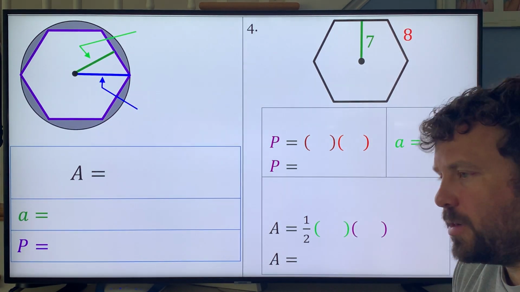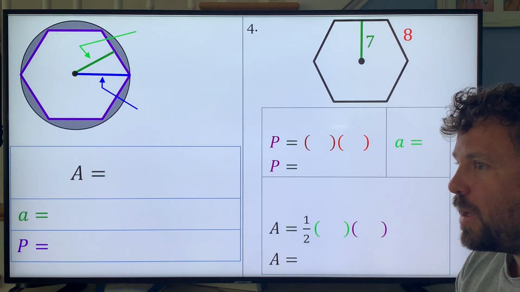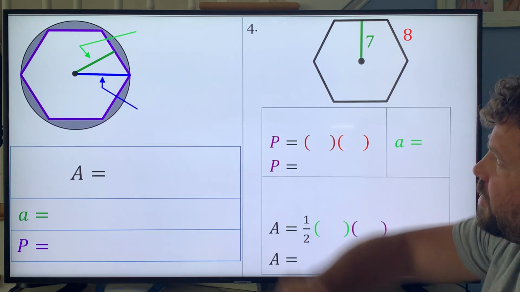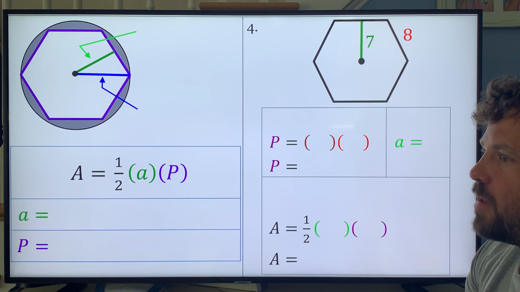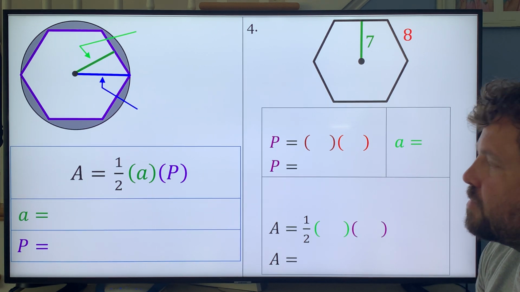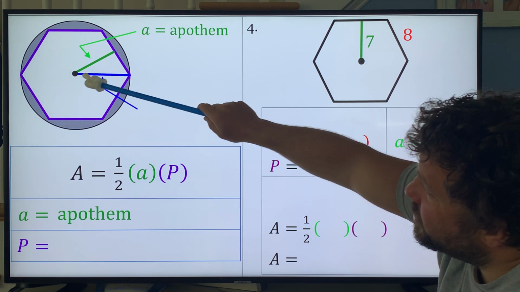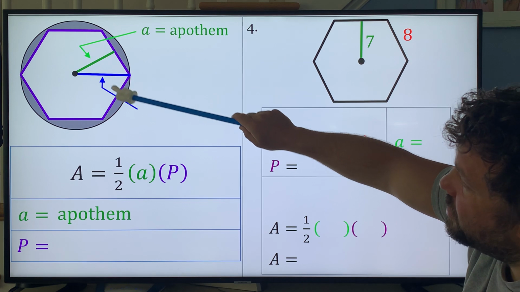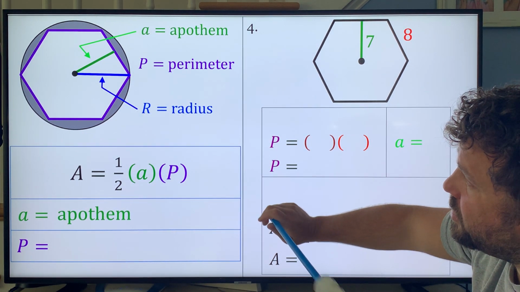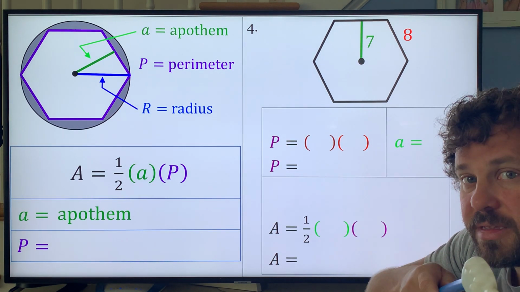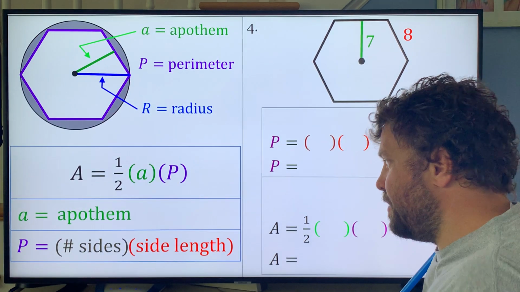All right, let's go back to polygon area. So, in this case, area equals 1/2 apothem times perimeter, right? What's your apothem? Right there. The distance from the central angle to the midpoint of the side. That's your radius. You don't really need your radius. And your P equals perimeter. And your perimeter is the number of sides times the side length.